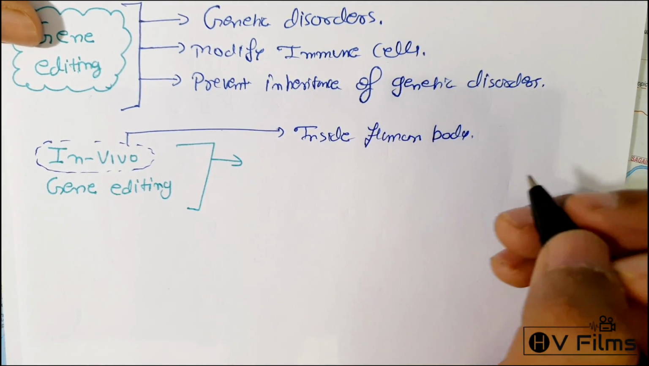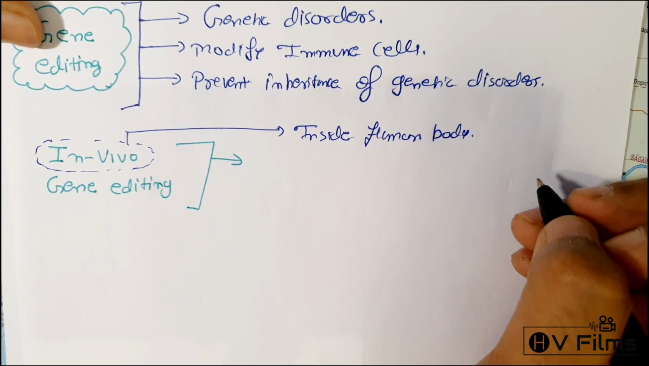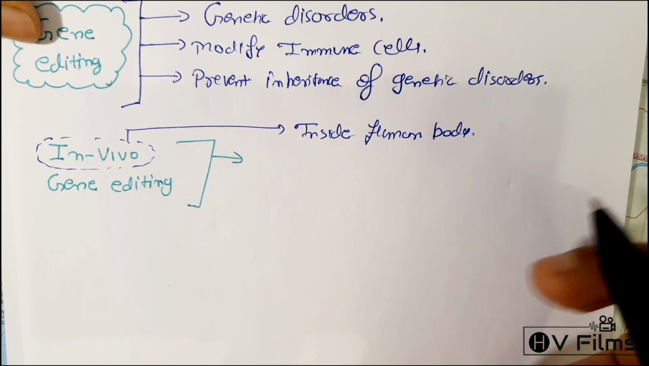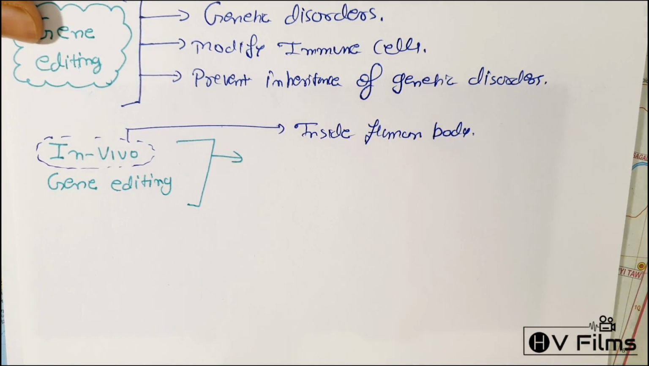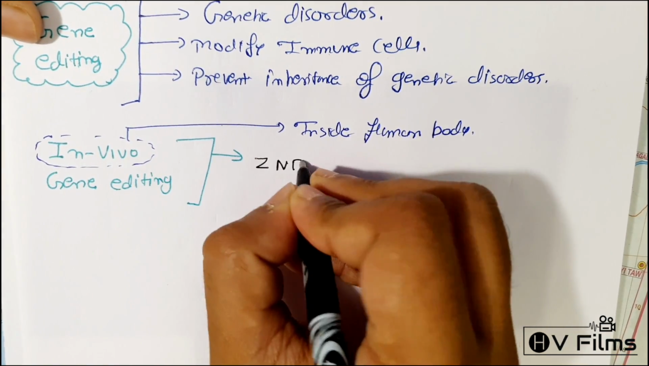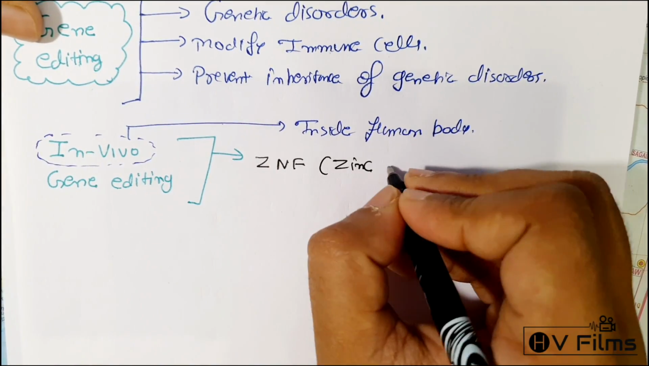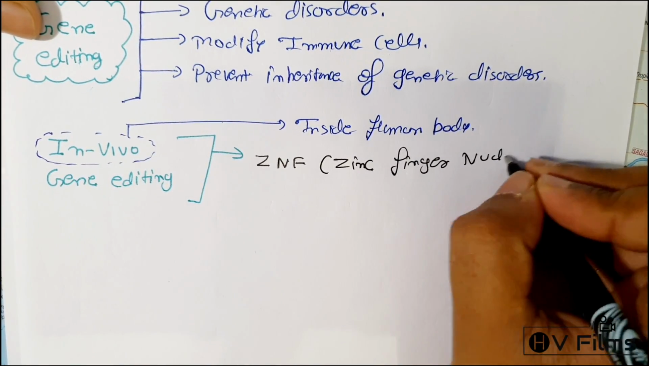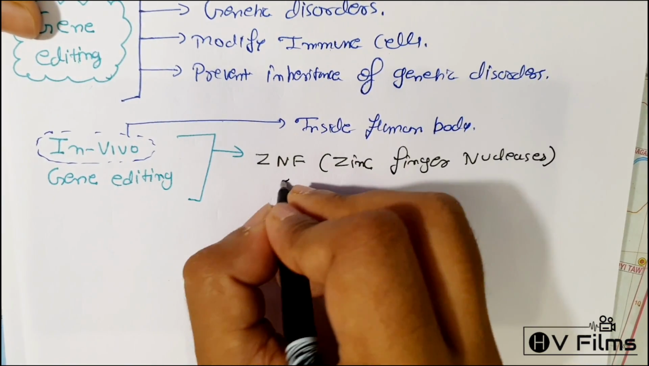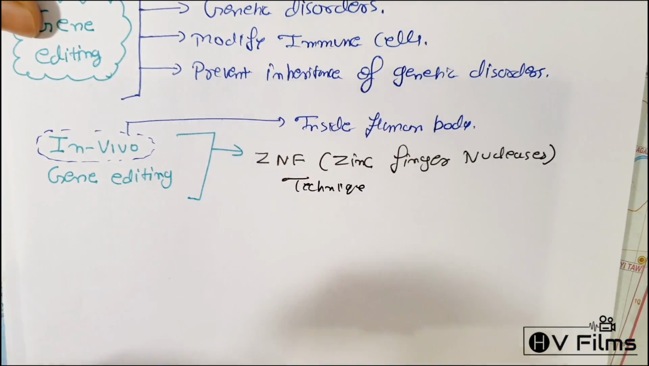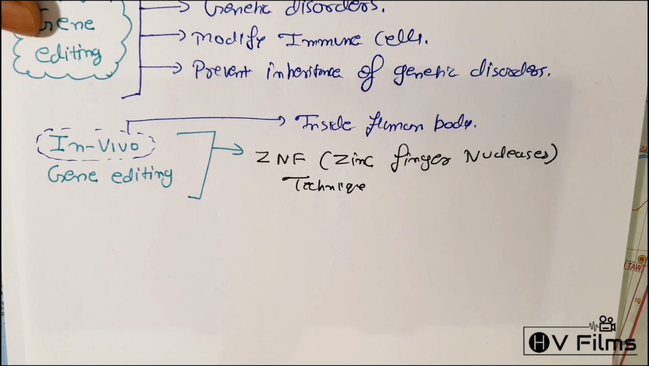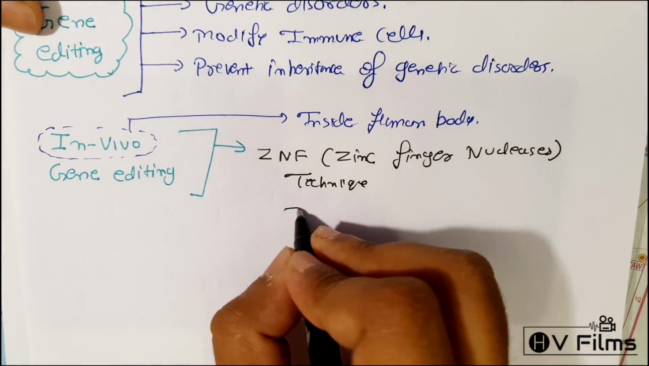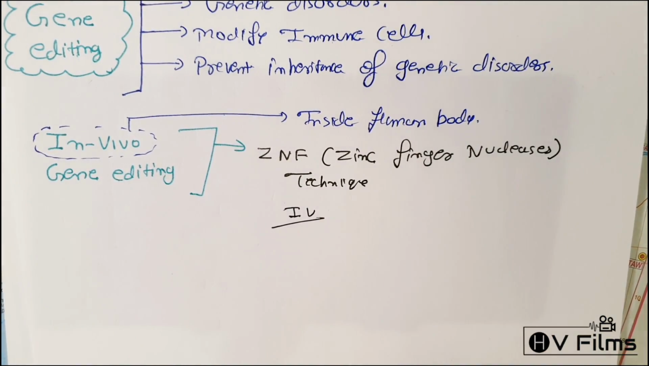Gene editing was carried out inside the human body for the first time to treat Hunter's syndrome, so this is what we call in vivo gene editing. The zinc finger nuclease, ZNF, technique was used here to insert the corrective gene in the DNA of the patient through intravenous therapy, that's an IV. So this is what generally happened in in vivo gene editing.